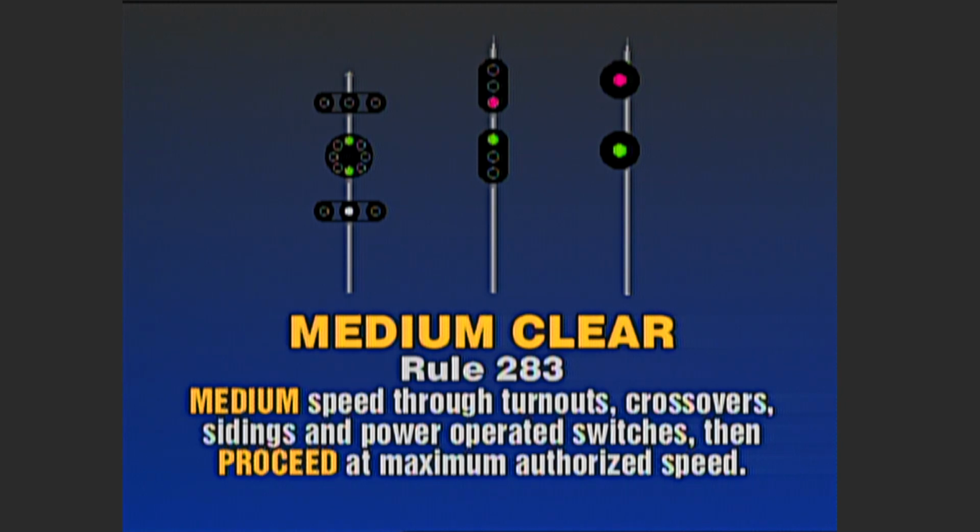This tells the engineer that he must proceed at medium speed through the diverging route of turnouts, crossovers, sidings, and power-operated switches. And when his entire train is clear of the switch, he can proceed at maximum authorized speed. Once again, on a railroad that uses route signals instead of speed signals, this signal would be called diverging clear.